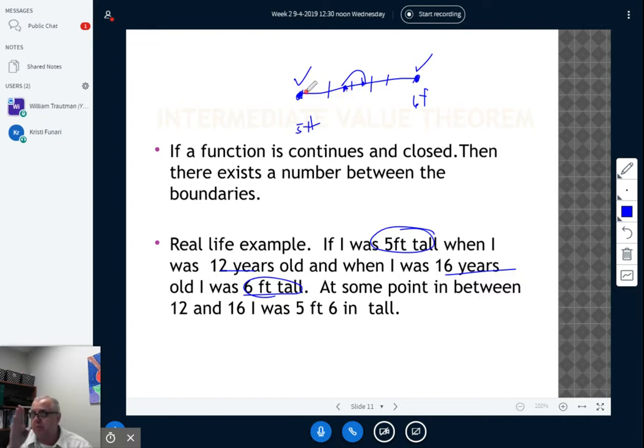I could have been 5'5", 5'5.1", 5'5.2", and so on. You're growing continuously. All the numbers are covered in that basis, right? All the numbers are covered. If this is continuous, all the numbers are covered.